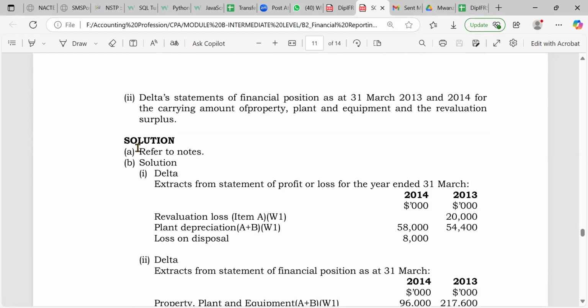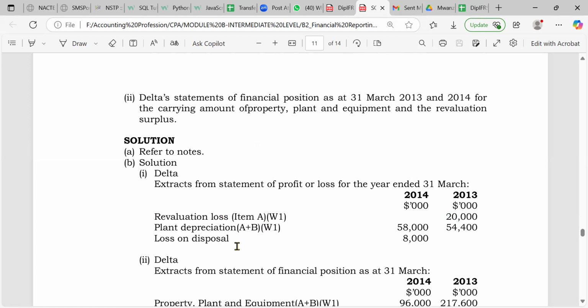As you can see, income statement, profit or loss extracts. You see, due to date, it has been written. So whatever item A, we had the revaluation loss, which went to profit or loss. So it's a revaluation loss of how much? For 2013, you are doing 2013 first, 20,000, right? The revaluation gain now, the revaluation gain went to other comprehensive income.